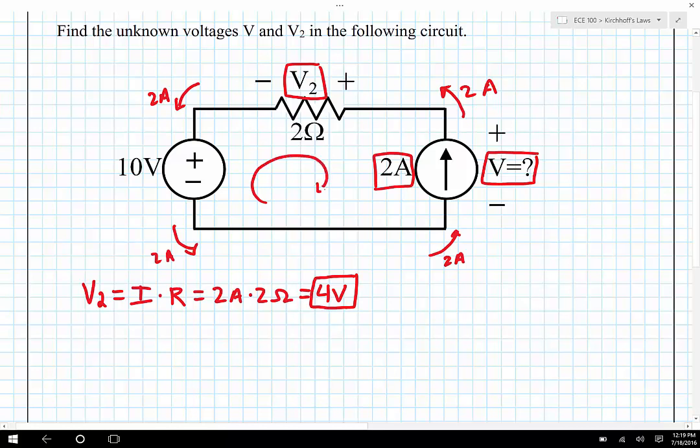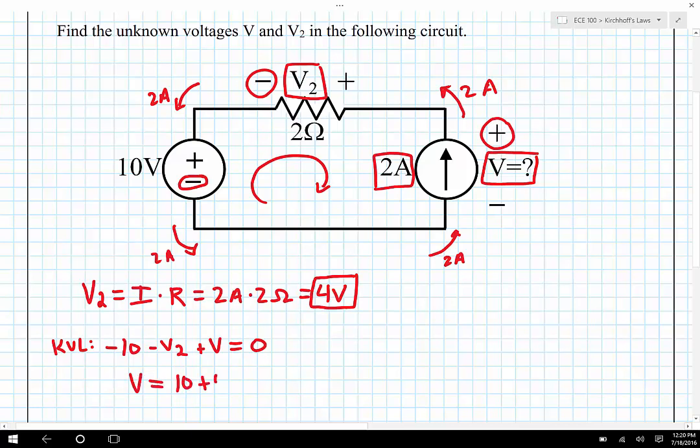I'm going to do Kirchhoff's voltage law as usual clockwise. So that means that I'm going to encounter the negative sign on the 10 volts. I'm going to encounter the negative sign on V2. And I'm going to encounter the positive sign on V. And so here I'm going to say KVL: minus 10 minus V2 plus V is equal to 0. Now, of course, we know that V2 is equal to 4 volts now, so I can solve this equation by moving V over to the other side. V then is equal to 10 plus 4, which is equal to 14 volts.